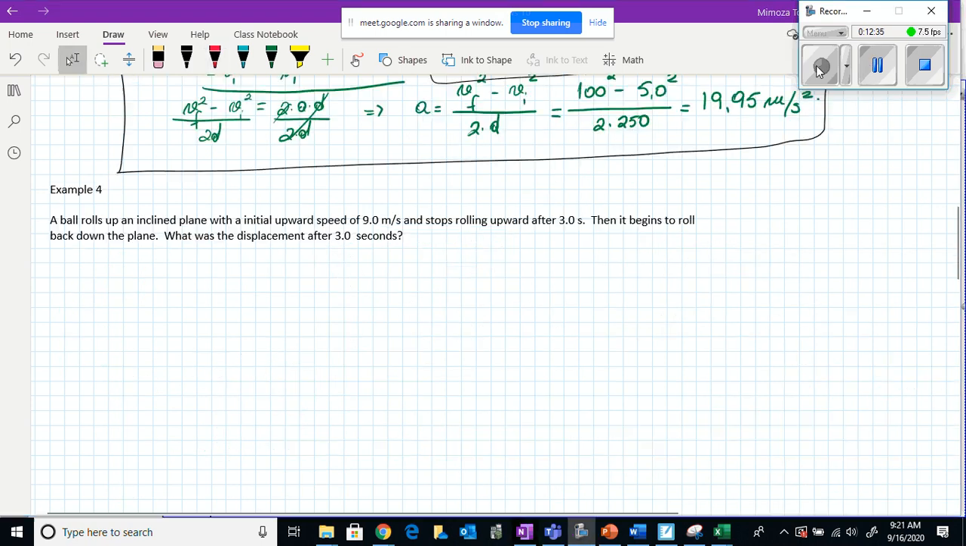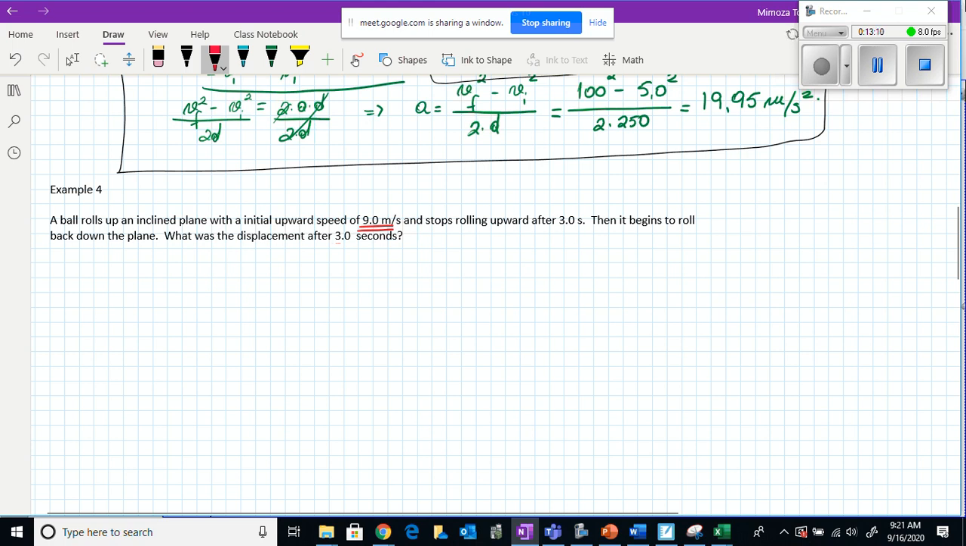Questions? Okay, let's take a look at this example here. A ball rolls up the inclined plane with an initial upward speed of 9 meters per second and stops rolling upward after 3 seconds. Then it begins to roll down the plane. What is the displacement after 3 seconds? After 3 seconds means at 3 seconds, okay? After 3 seconds, it is moving.